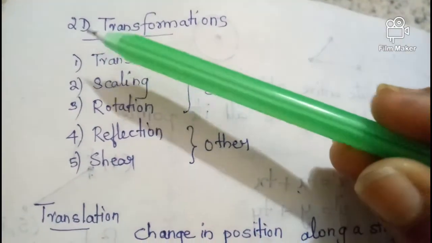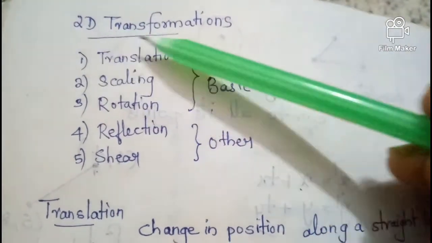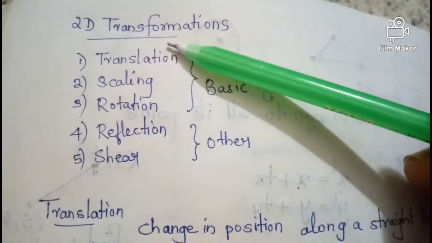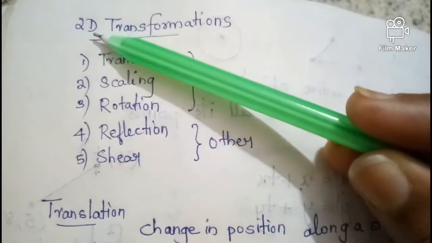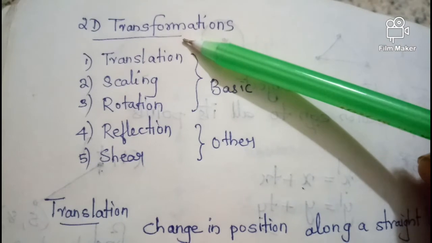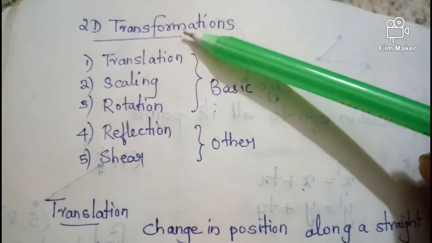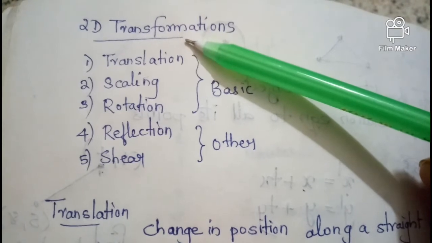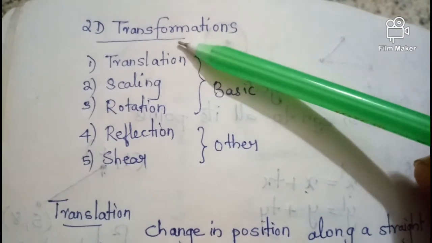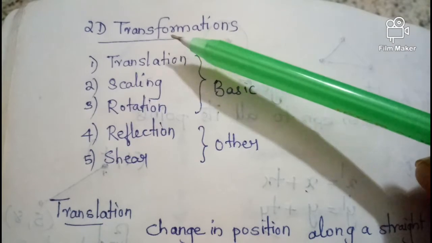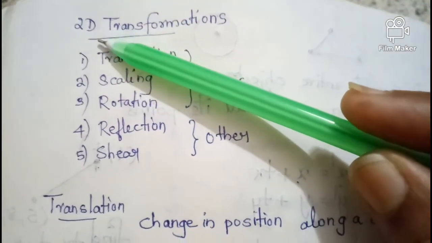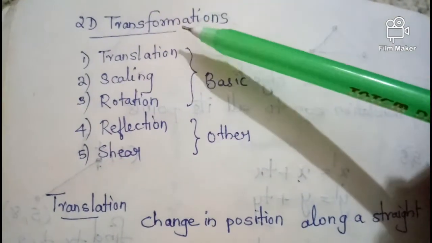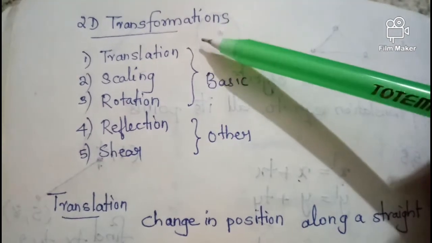Today we will be learning a new topic, 2D transformations. 2D transformation means two-dimensional transformations. What does transformation mean? Transformation means changes. So what are the different types of changes that can undergo in a two-dimensional object? We are going to study about these types of changes.